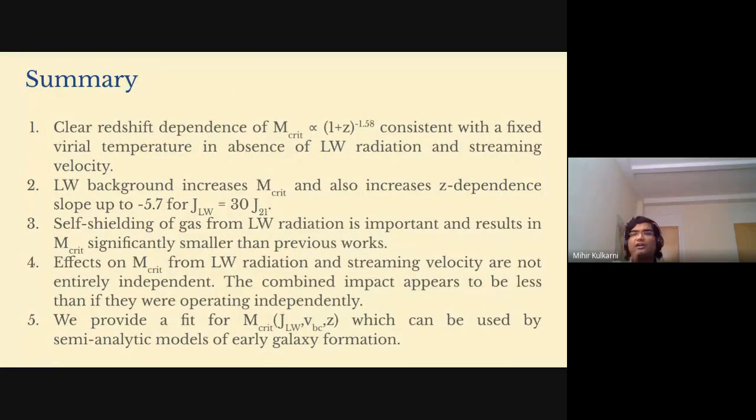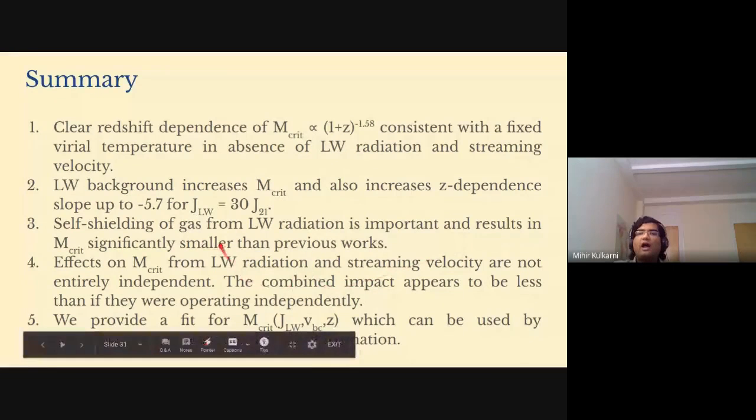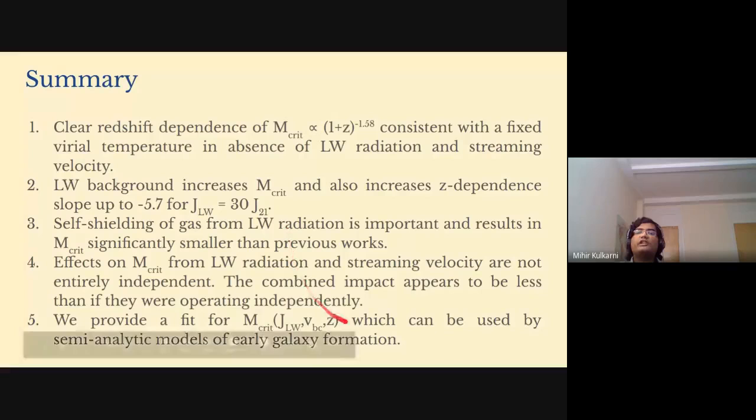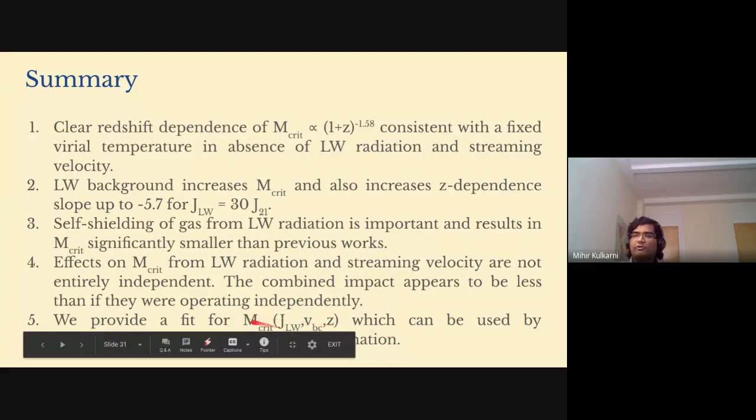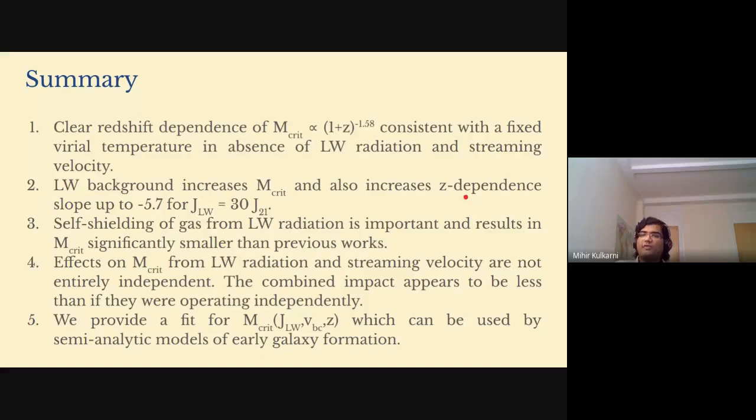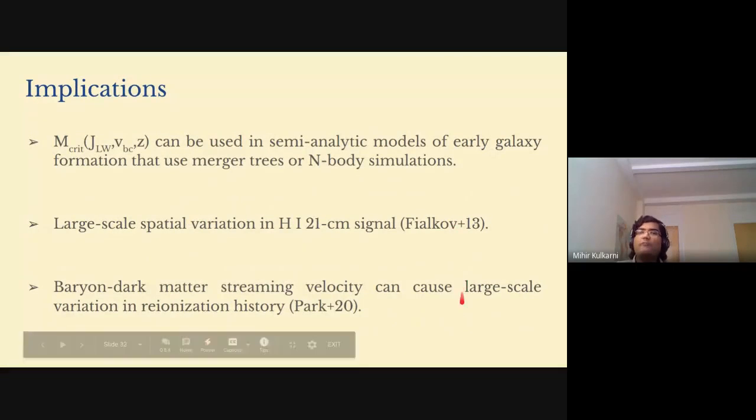Yes. So we found how critical mass changes as a function of redshift in the absence of Lyman-Werner radiation and streaming velocity. And we also found that critical mass increases with Lyman-Werner radiation as well as streaming velocity. And we provide a fit for the critical mass as a function of Lyman-Werner radiation, streaming velocity, and redshift, which can be used by semi-analytic models of early galaxy formation. And let me explain what I mean by that.